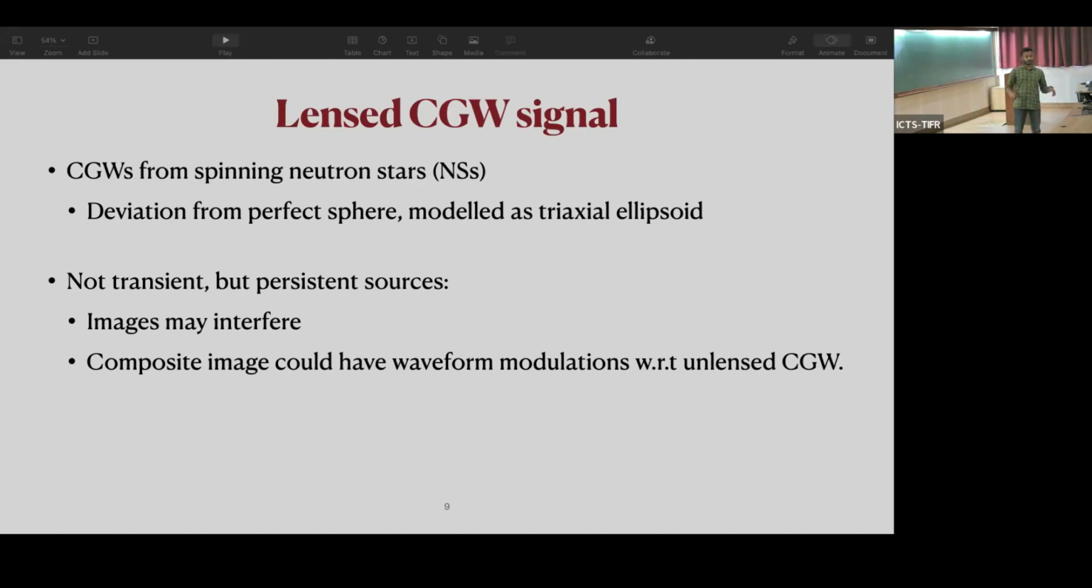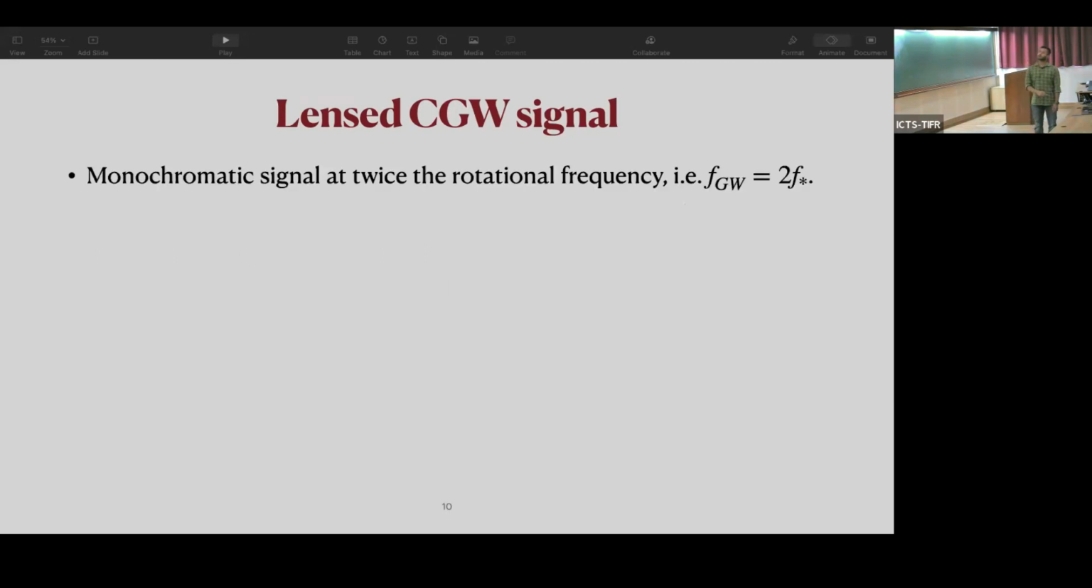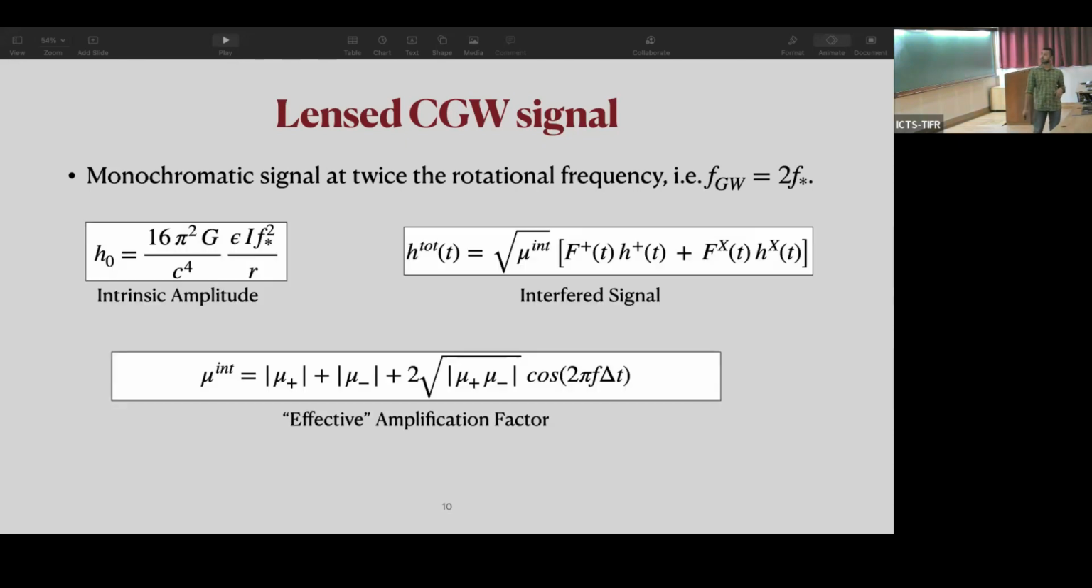In a transient source, when you have two images, they come as two different events. Not here. The second image would come while the first image is still within the sensitivity band of the detectors, so you can expect them to interfere, and you will have a composite image which can have waveform modulations, which I'll talk about later. Basically, it's a monochromatic signal, and the frequency of the gravitational wave is twice the rotation frequency of the neutron star.